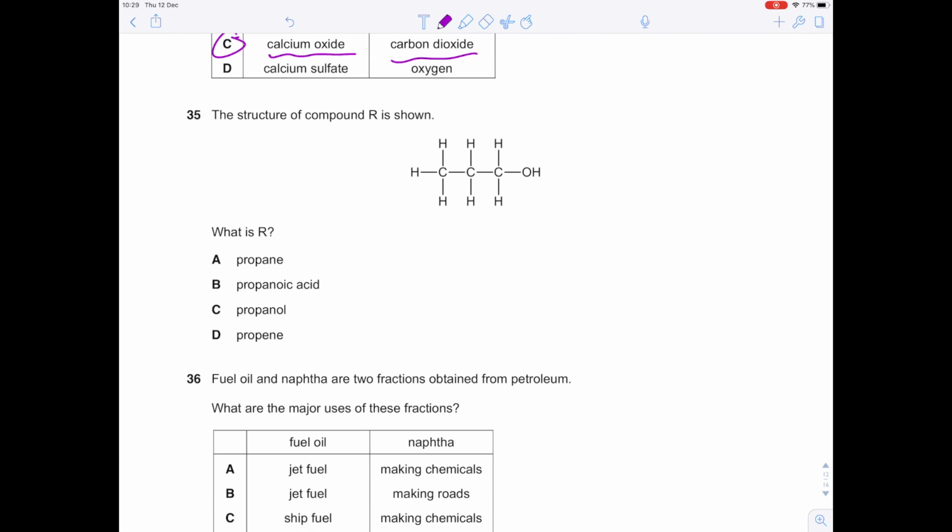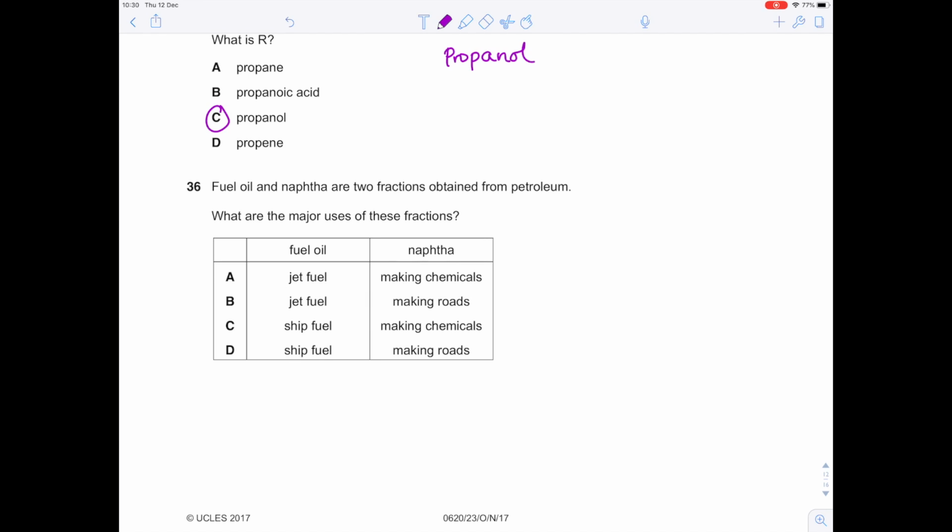The structural formula of compound R is shown. What is R? Okay, we have 3 carbons in a row, so monkeys eat peanut, so we have prop. It's an alcohol because of that OH group, so it's propanol. C. Fuel oil and naphtha are 2 fractions obtained from petroleum. What are the major uses of these fractions? Again, just learn this for me. Fuel oil is ship fuel, whereas naphtha is used for making chemicals. So C.